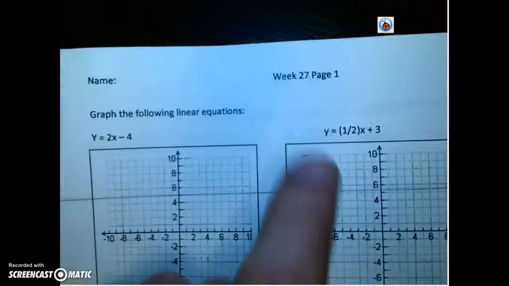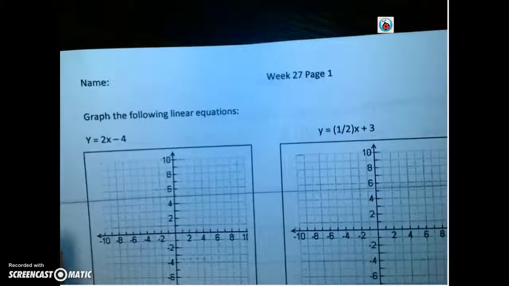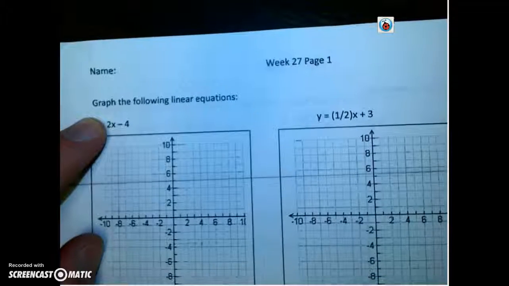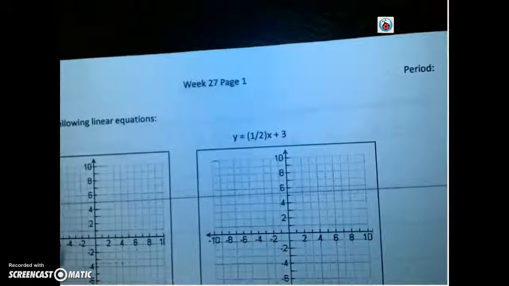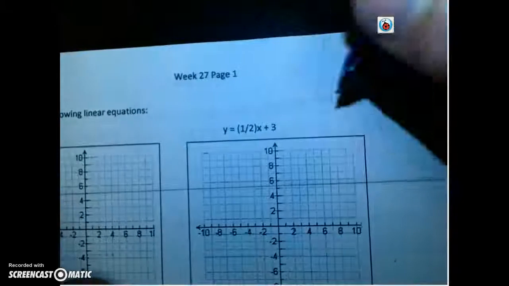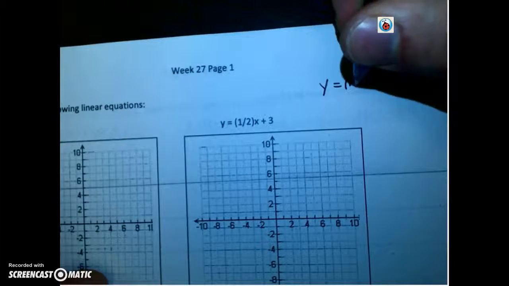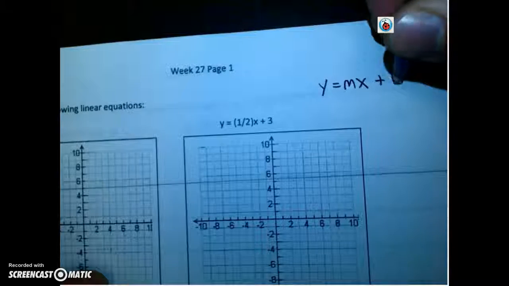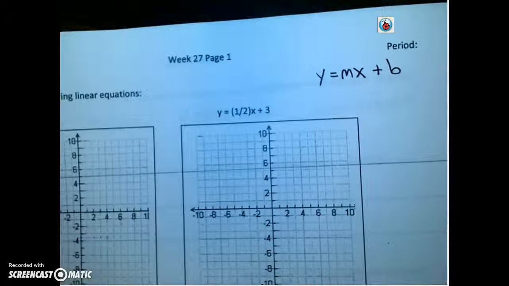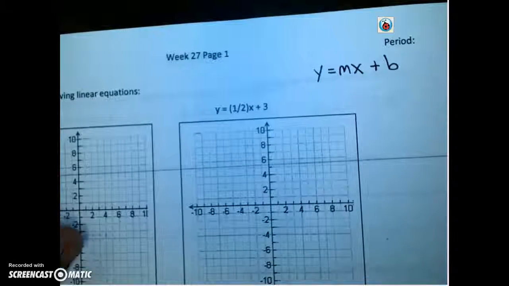Hello, here in this video we're going to be looking at week 27, and it's a little bit of review to get us started. It says graph the following linear equations. Now remember, with linear equations, we have y equals mx plus b. And this was our guide to graphing linear equations. The m talked to us about our slope in rise over run format.